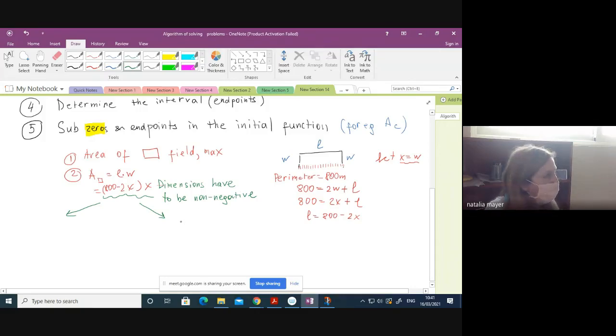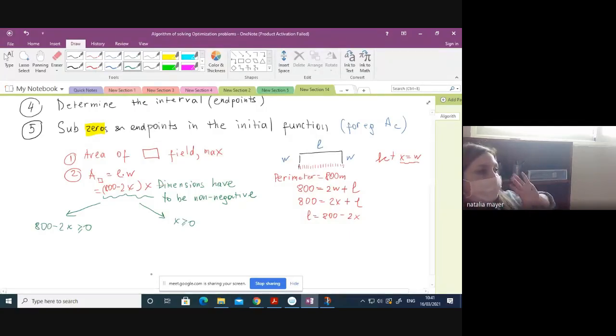I need two inequalities. It's going to be 800 minus 2x is greater than or equal to 0. Absolutely. And then x is greater than or equal to 0. Yes. Okay? Guys, is this idea clear? Generally, in these questions, there will be either limitations given by the question, or if they are not given, then it's common sense. Okay? So, let's solve this inequality.